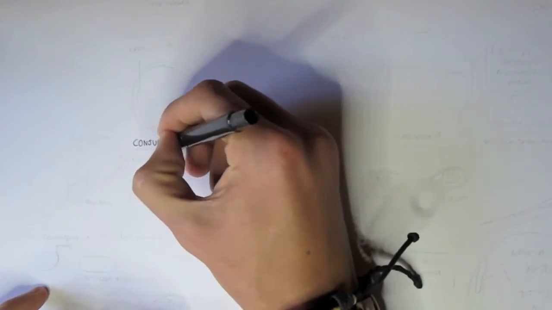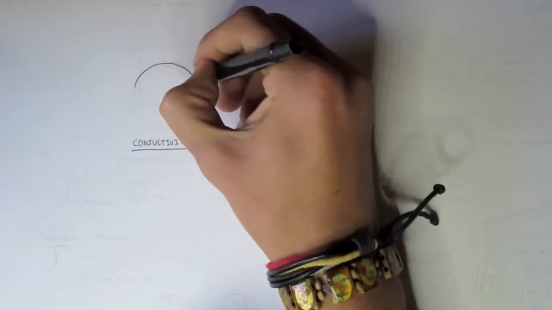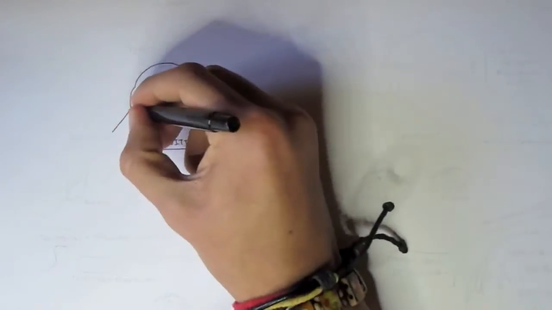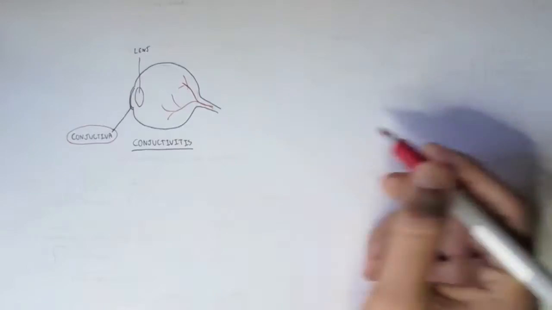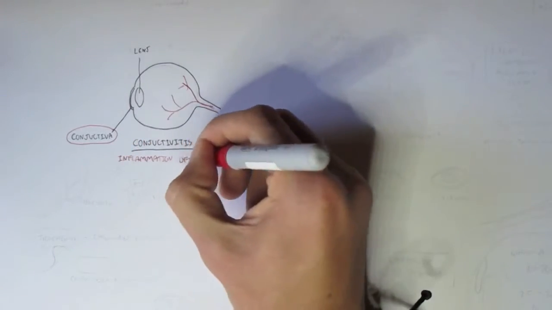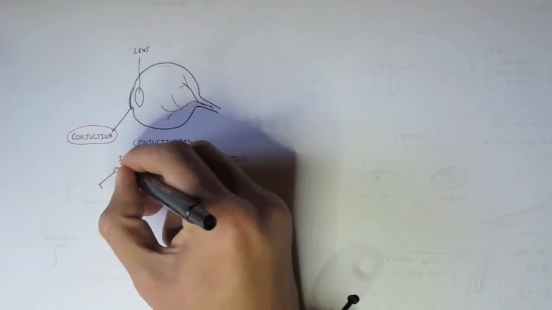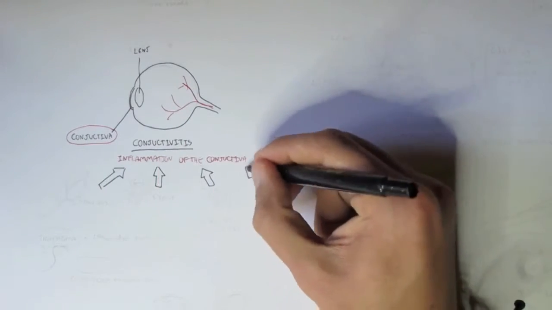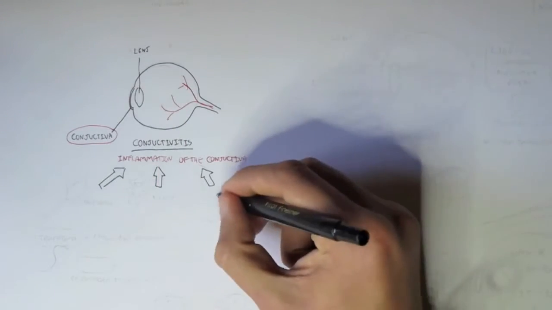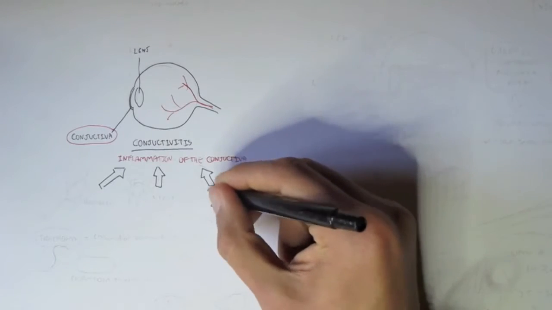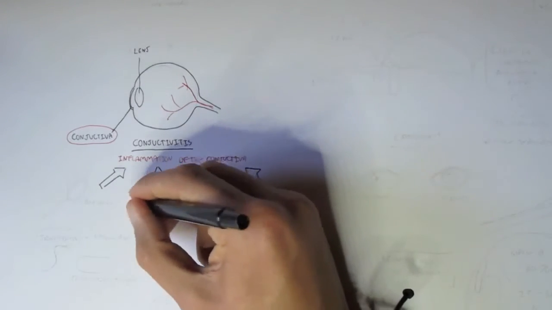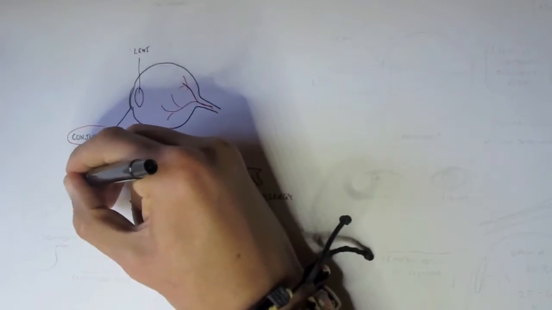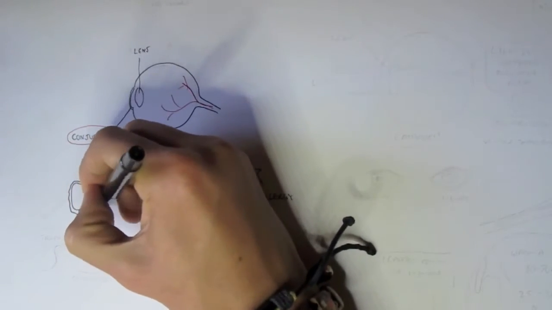The next eye disorder is conjunctivitis. And here's the eyeball again, the lens and the blood supply. The conjunctiva is the outermost membrane of the eyeball. Conjunctivitis is inflammation of the conjunctiva, basically. And it can be caused by many things, such as allergic reaction, chemical irritants, virus, and also certain strains of bacteria.